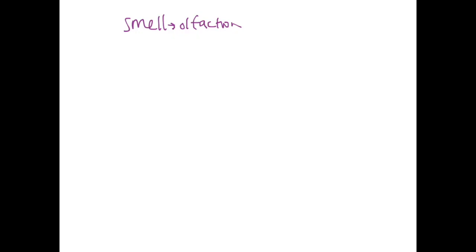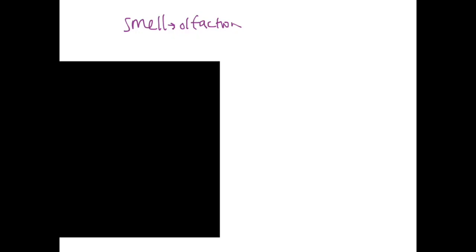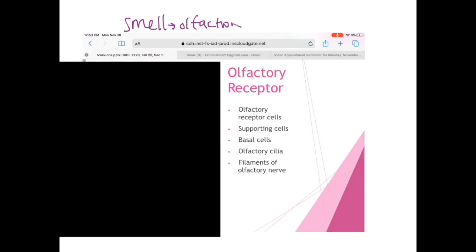Okay. So with smell, just like we did with taste, smell has another name. Smell is also called olfaction. And when we talk about the sensory portion of our cortex that deals with smelling stuff, it's the olfactory cortex. So what we're going to look at is a smell receptor, olfactory receptor.